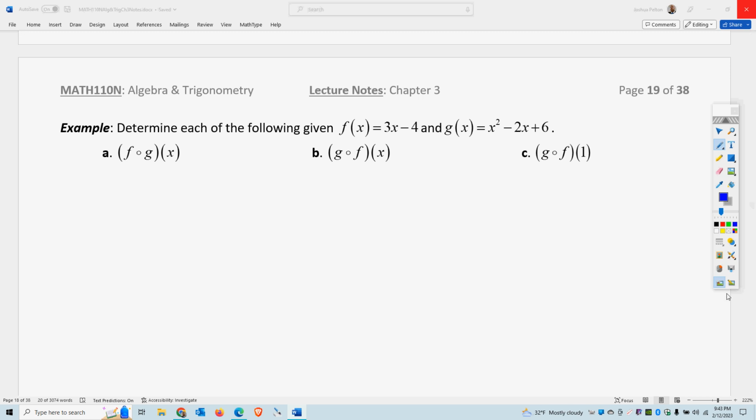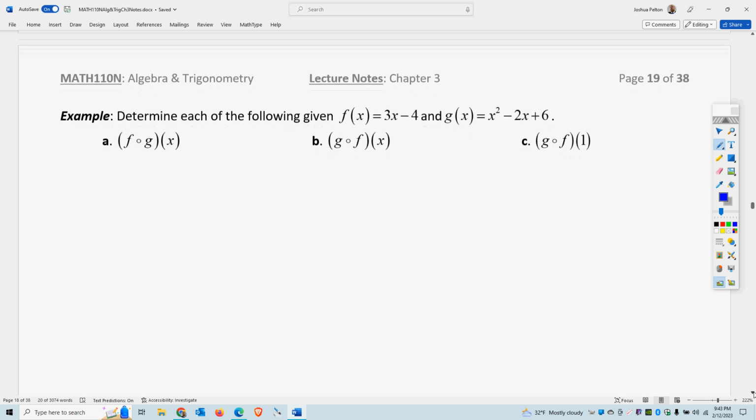All right, this is part 2 of chapter 3, section 4. We're going to continue on with composition. Okay, so let's scroll down a little bit.